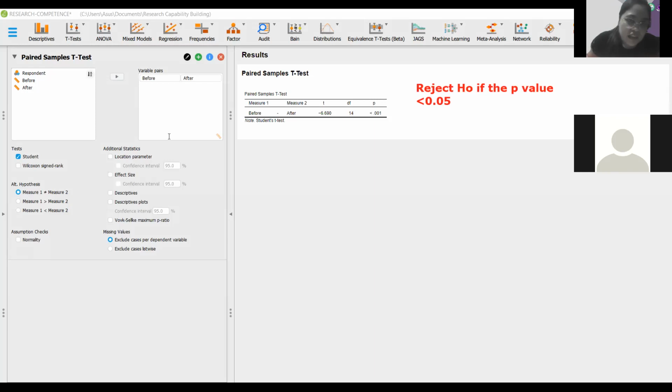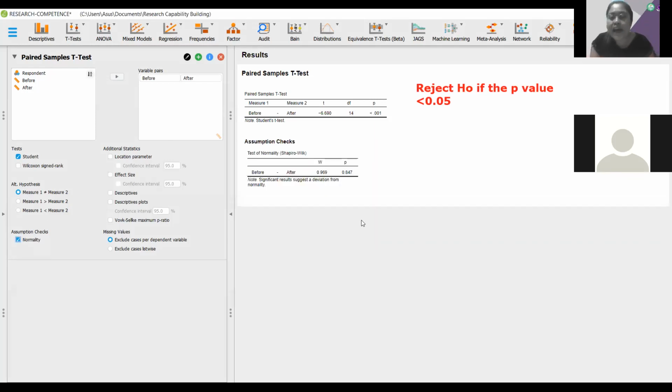We can also do normality check here. Kasi nga, paired sample t-test is a parametric test. So we have to make sure that the data set is normally distributed. And we have the same decision rule here. If the p-value is greater than 0.05, ano nga ito?